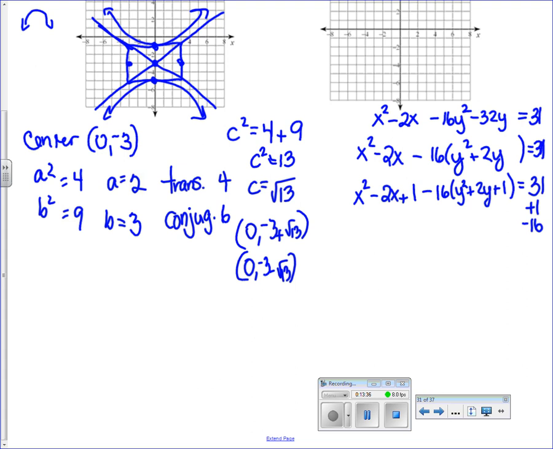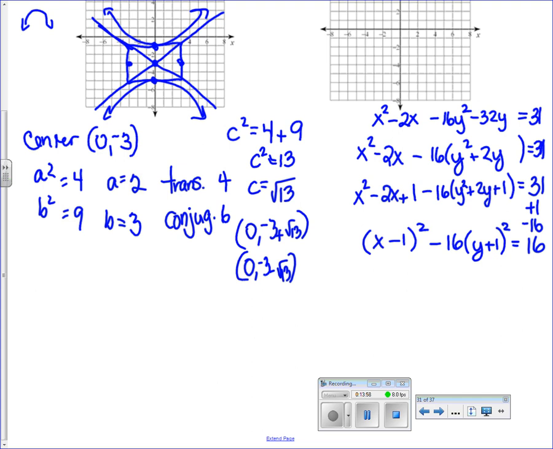And then this will get us in pretty much the happy mode almost. So we'll have (x minus 1) quantity squared minus 16 (y plus 1) squared. And then we're going to put all these together. And so we're going to get 16. Everybody okay so far? So not much different than the ellipse.